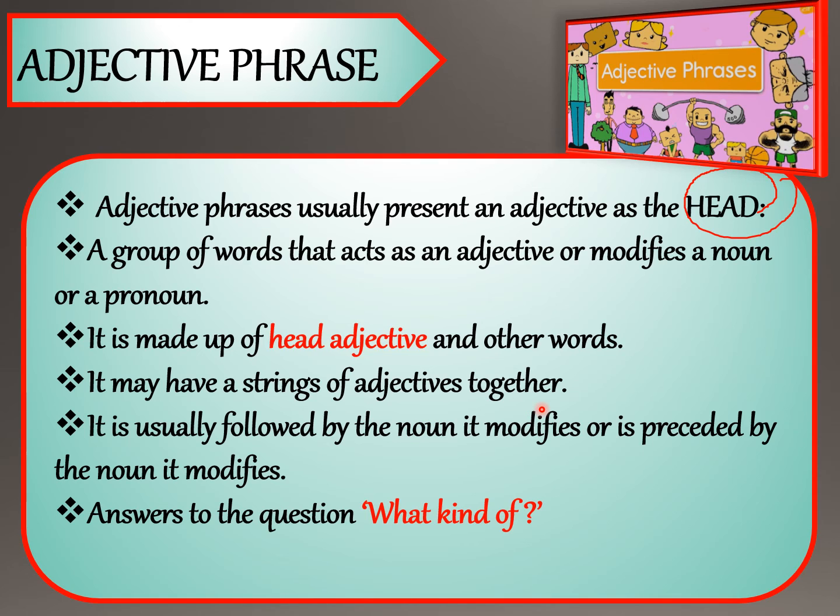Means there may be different types of adjectives one after the other. It is usually followed by the noun it modifies or is preceded by the noun it modifies. So either the noun is going to be before the adjective or after the adjective. An important point to note is that it answers the question what kind of, or also which one. An adjective phrase will sometimes answer this question also: which one. Not only what kind of, but which one also. So let's understand this with a few examples.